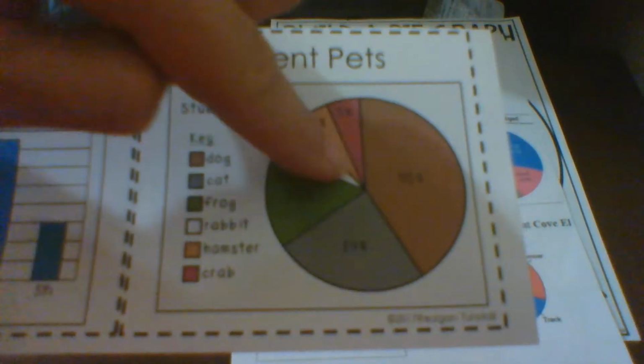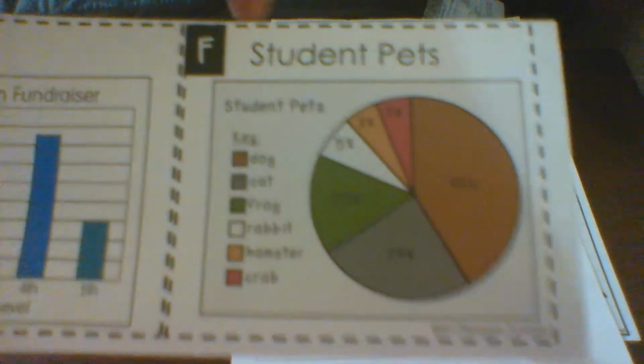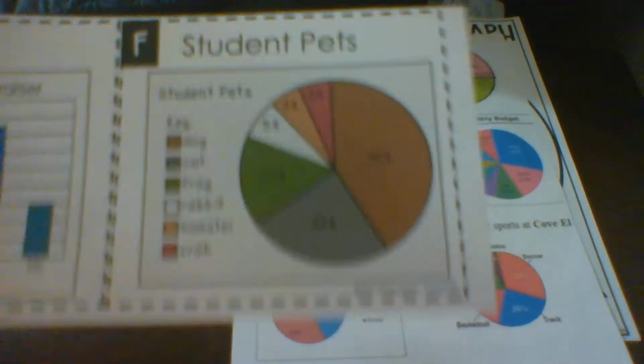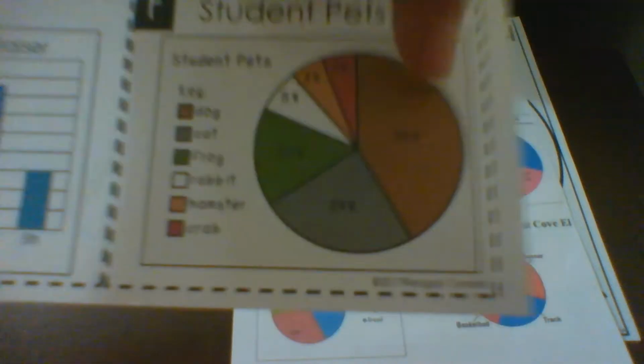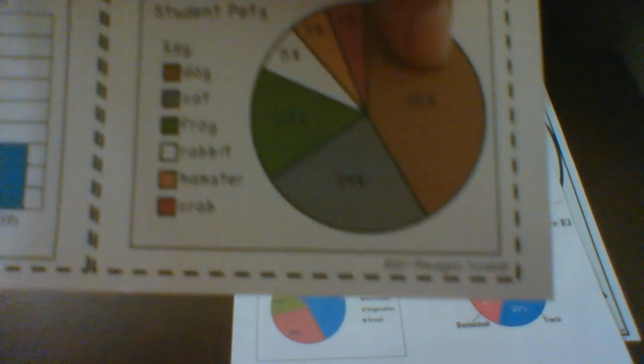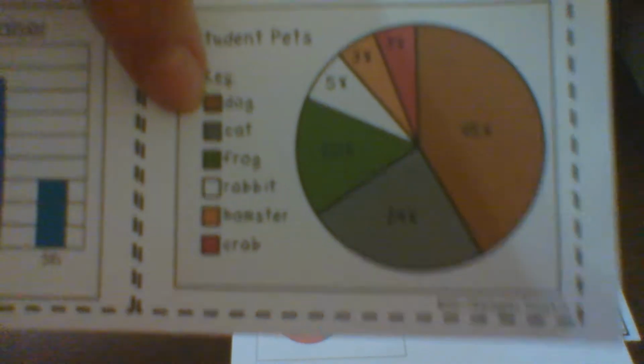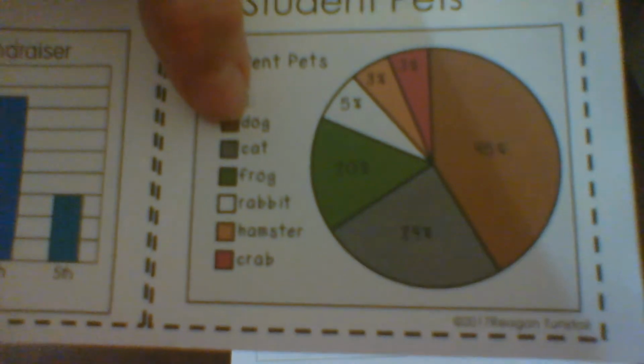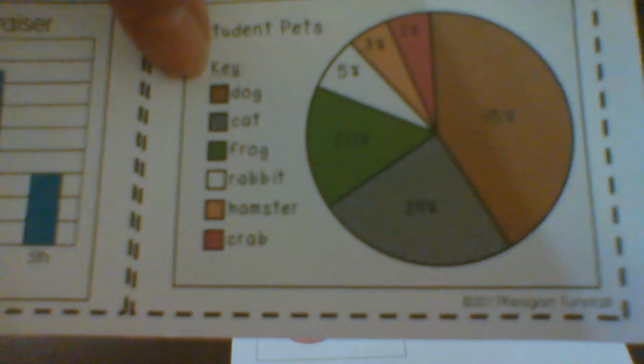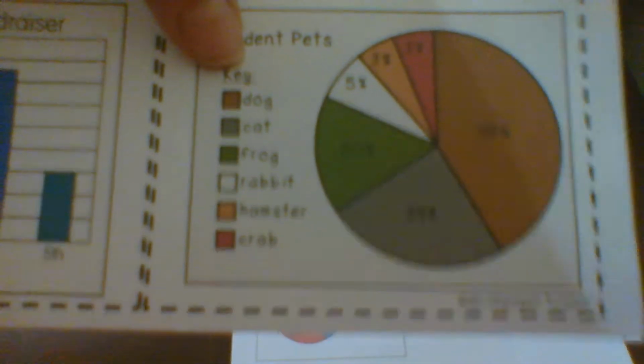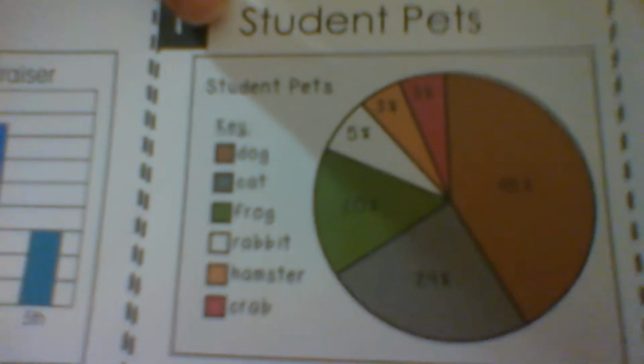So you can see that the brown is what most students have for student pets, right? Brown is the largest, the biggest piece of the pie. So it's what most people have, 45%. But you won't know what that is unless you look at the key. So brown is dog, right? So a lot of pie charts or pie graphs have a key, just like pictographs have a key, right?